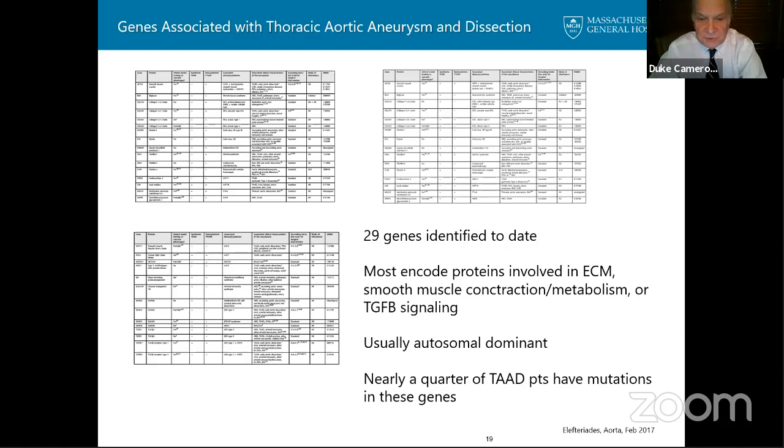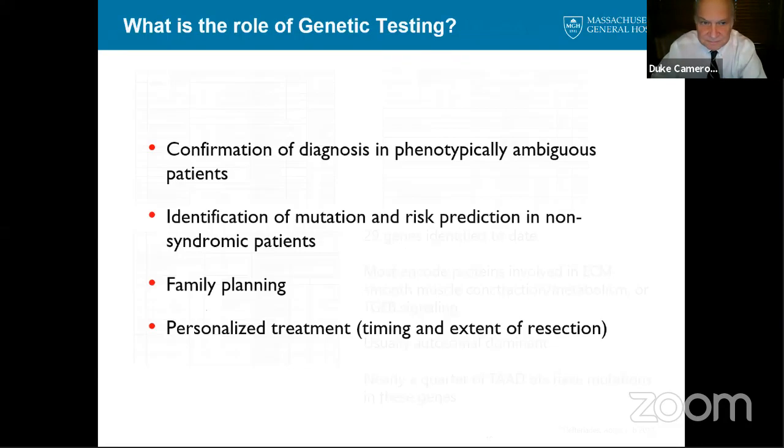Here, John Eleftheriadis has classified all of the genes that have been identified and associated with thoracic aortic aneurysm. You're not supposed to be able to read all of these, but about 29 genes have been identified, and most of them, as I mentioned earlier, involve coding for the extracellular matrix or smooth muscle cell contraction or TGF-beta signaling, and are usually autosomal dominant. And remember that about a quarter of thoracic aortic aneurysm patients have an affected relative.